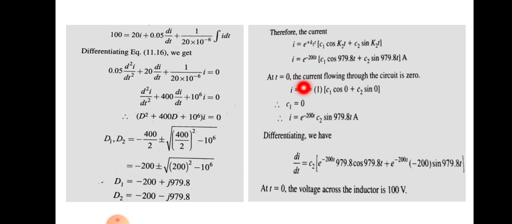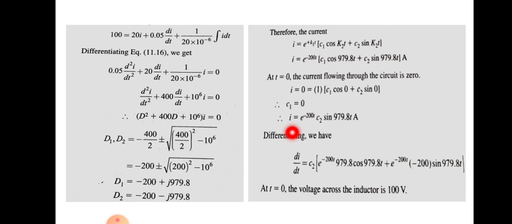So at t equal to 0, we can say that the current flowing through the circuit will be equal to 0. So I equal to 0. We can substitute in this equation I equal to 0, and instead of t we substitute the value 0. So we will get 0 equal to 1 into c1 cos 0 plus c2 sin 0, because t equal to 0. In this equation sin 0 equal to 0 and cos 0 equal to 1, so we will get c1 equal to 0. That means in this expression for current, this term will disappear.